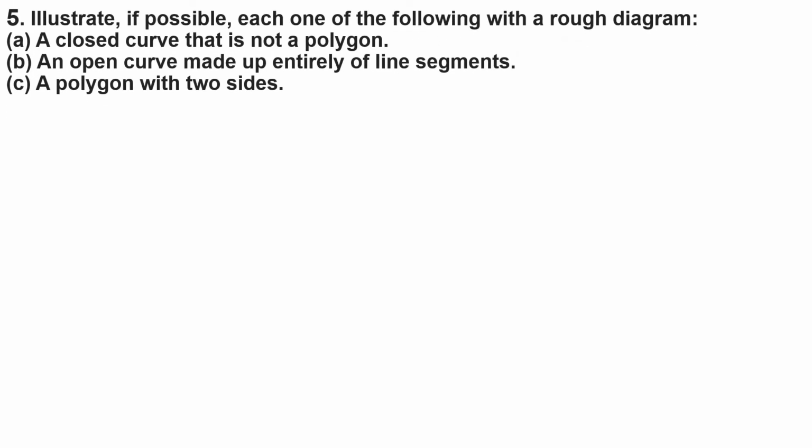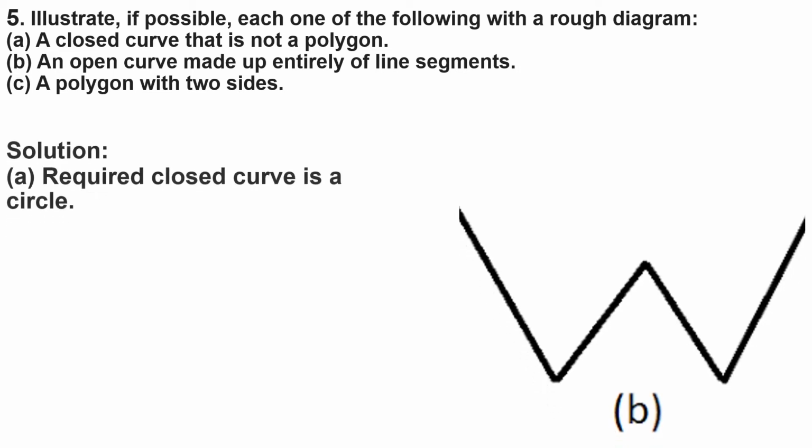Next, illustrate, if possible, each one of the following with a rough diagram. First, a closed curve that is not a polygon. So, a closed curve, but it should not be a polygon, which means it should not be made of line segments. According to that, you have to draw. A circle is a closed figure which is not a polygon. So the required closed curve is a circle.